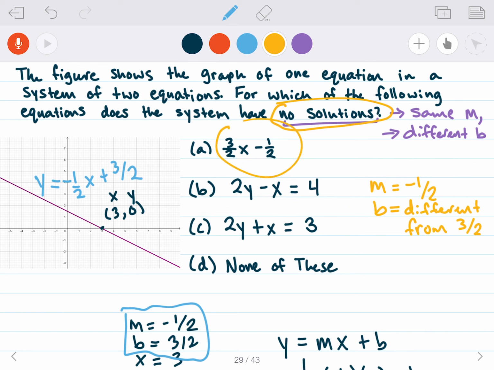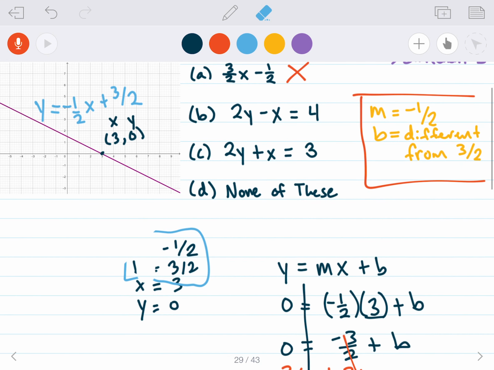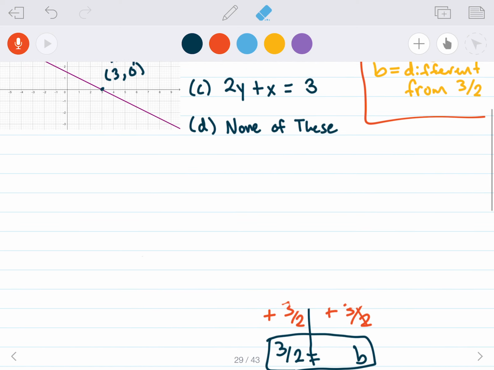Now check this guy out. Do we have a slope of -1/2? Already the answer is no, so that's not our answer. We want both of these criteria so that they won't have any solutions in common. Let's look at the second line. Now we need to do some manipulation to get this into y equals mx plus b, slope-intercept form. So let's do our algebra.